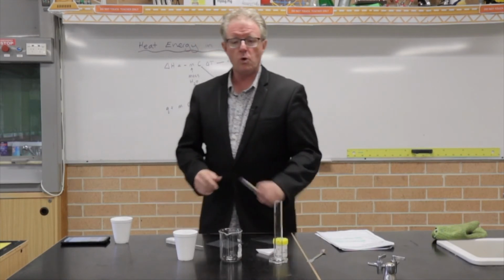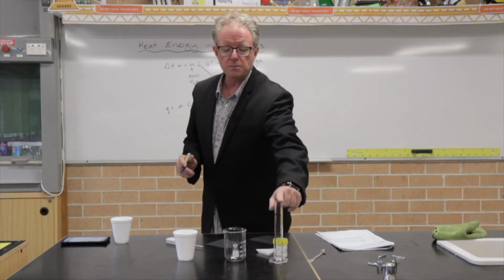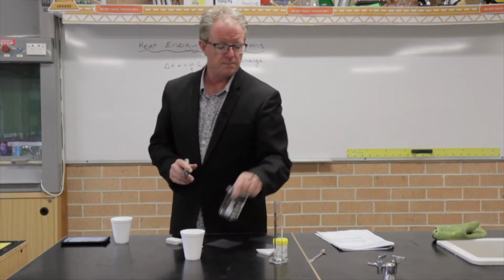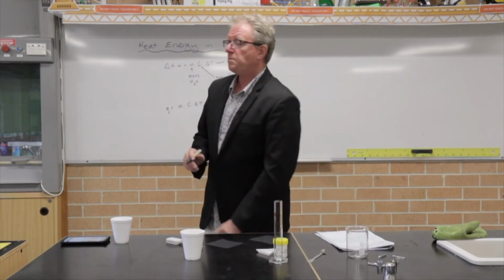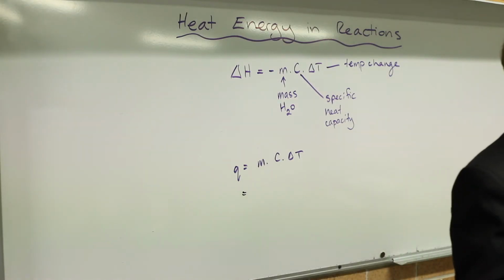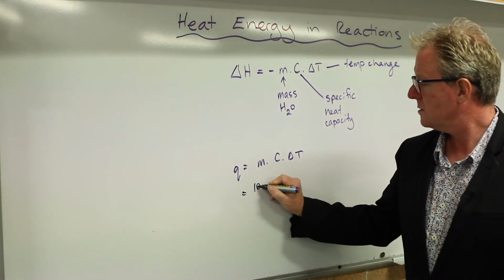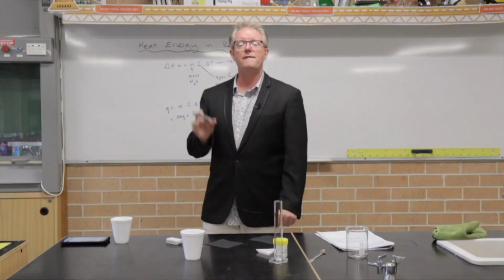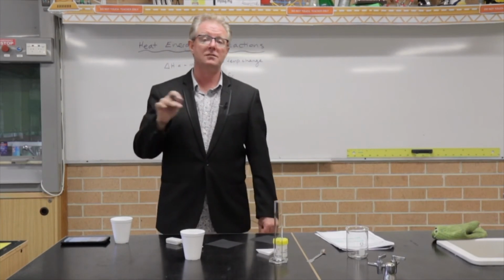Now, when you record that, you need to tip your volume of water into your styrofoam cup. And that's part of the equation here. So M is the mass of the water. So if you use 100 mils, it's going to be 100 grams. Right, 100 grams. That's going to be times by a value for the specific heat capacity of water.